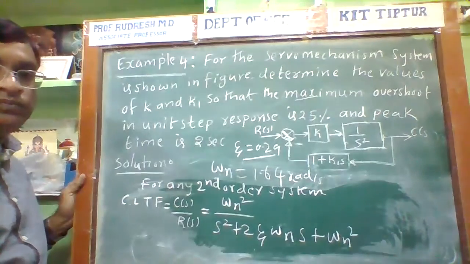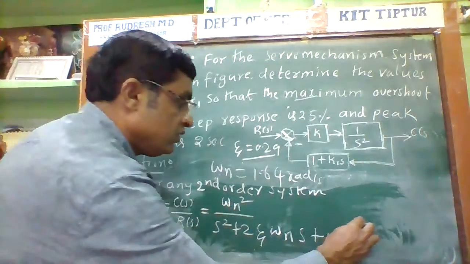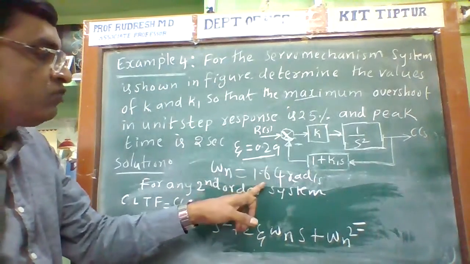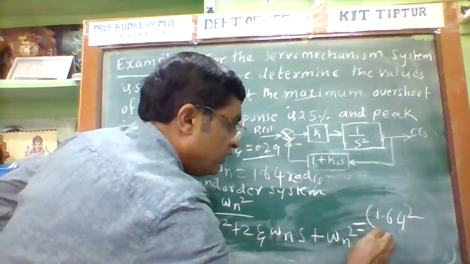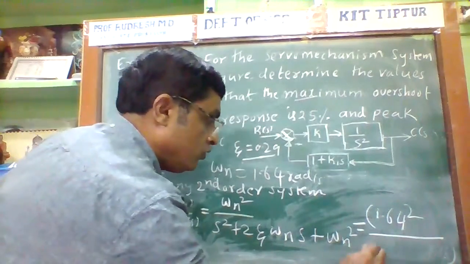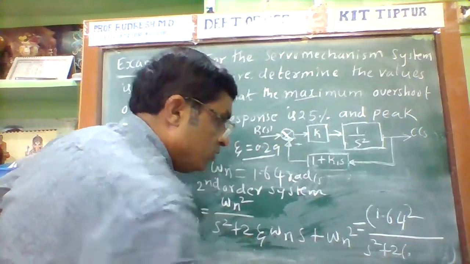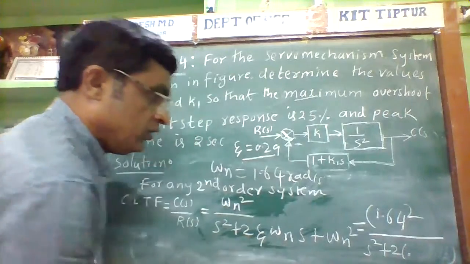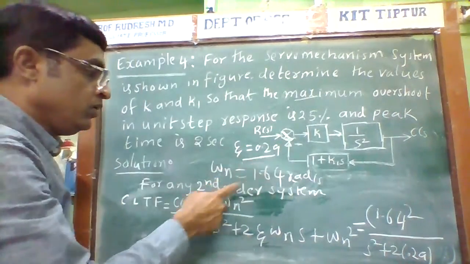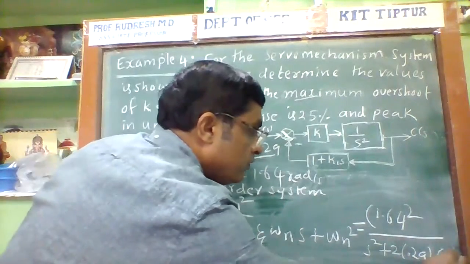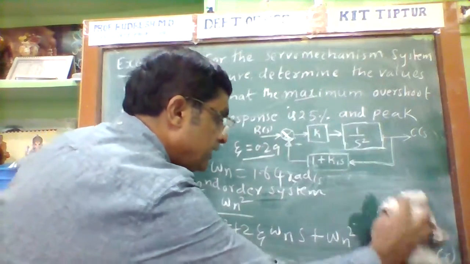This is the equation. That is what we have calculated, zeta value and omega n. Now substitute these values. Omega n square is 1.64 whole square, divided by s square as it is. So 2 into zeta value, 2 into 0.29, into omega n value 1.64, plus, that is the expression we should write here.